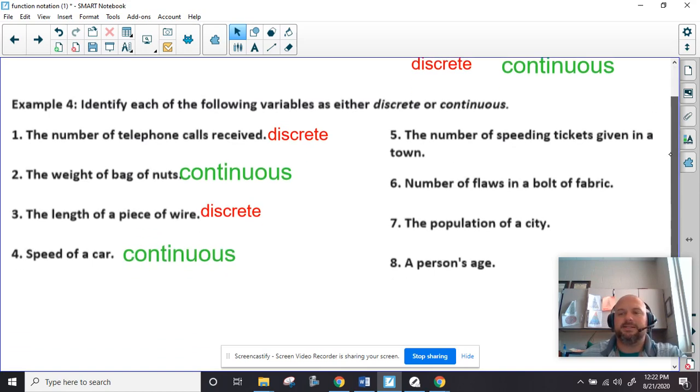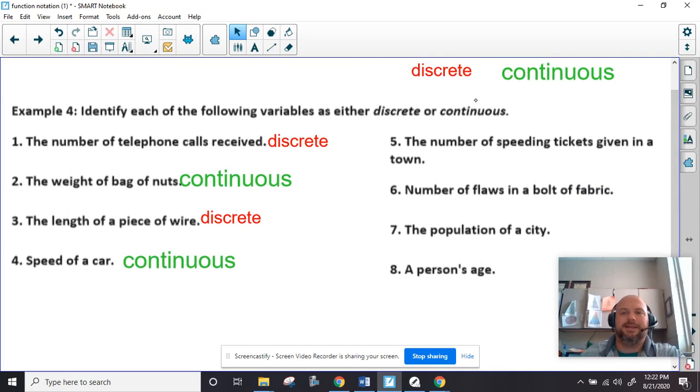All right. The number of speeding tickets given in a town. Well, if it's Madison and it's the end of the month, they may be making sure they get their quota. Discrete. Number of flaws in a bolt of fabric. A bolt is a measurement of fabric. I don't do that. My wife does. Now, one of them may have 5, one of them may have 6. We don't know. And that's not going to be set every time.